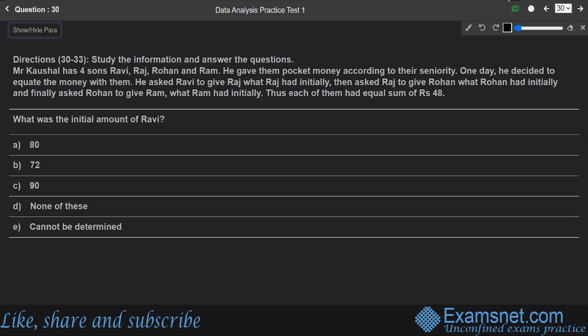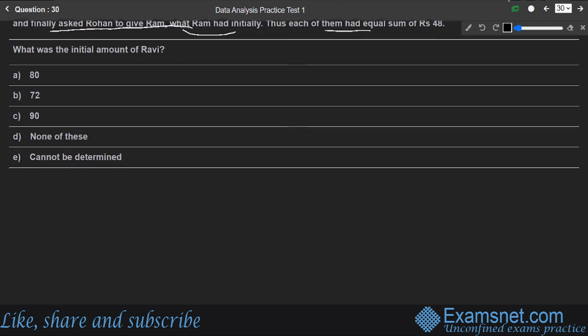Now, Mr. Kaushal has four sons: Ravi, Raj, Rohan, and Ram. He gave them pocket money according to their seniority. One day he decided to equate the money with them. He asked Ravi to give Raj what Raj had initially, asked Raj to give Rohan what Rohan had initially, and finally asked Rohan to give Ram what Ram had initially. Thus, each of them had an equal sum of rupees 48.